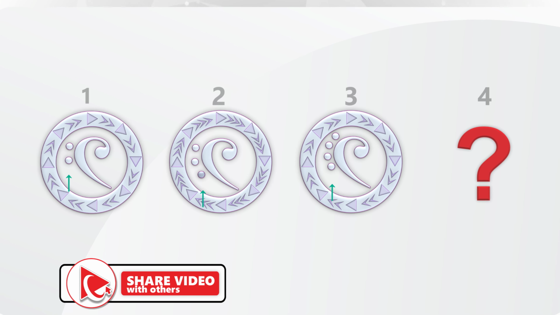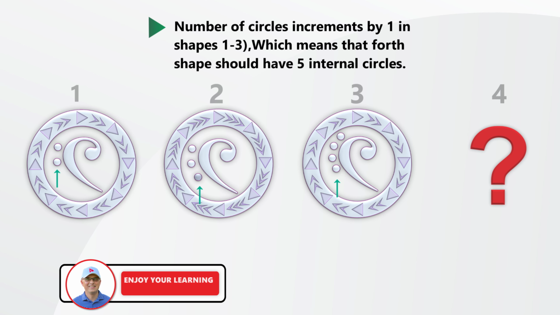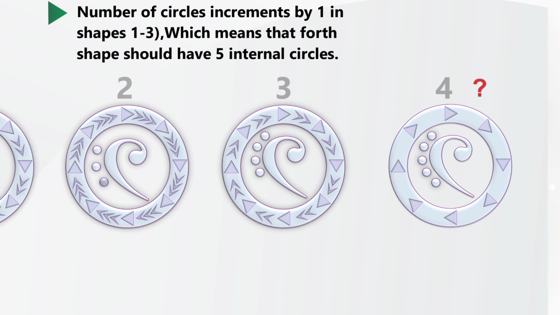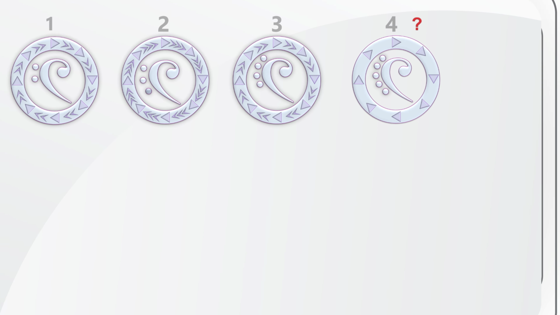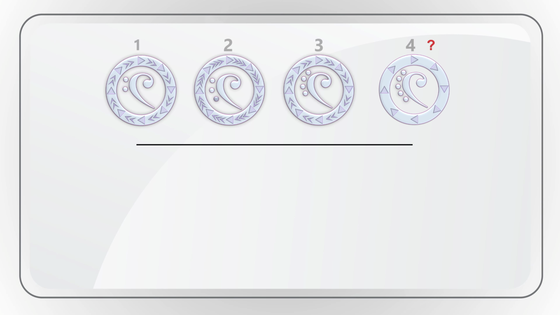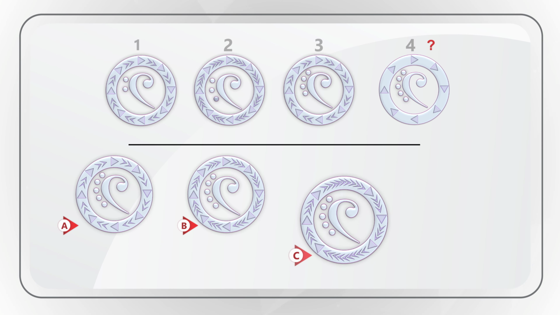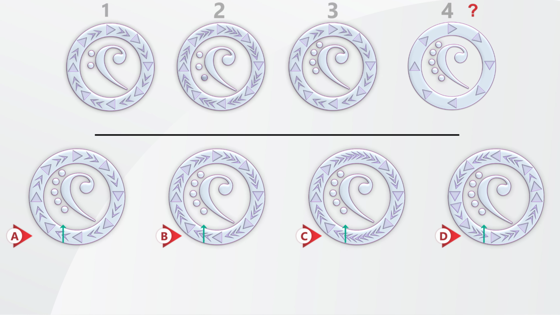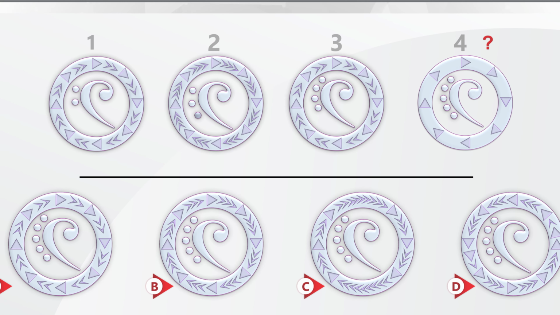The number of circles increments by 1 in items 1 through 3. For example, item 1 has 2 circles, item 2 has 3 circles, and then item 3 has 4 circles, which means that item 4 should have 5 circles. Well, guess what? I was so excited to select the final answer just based on this finding, but then I noticed that all choices A, B, C, and D all have 5 small circles inside, which leads us to the conclusion that the number of checks between triangles defines the final answer.